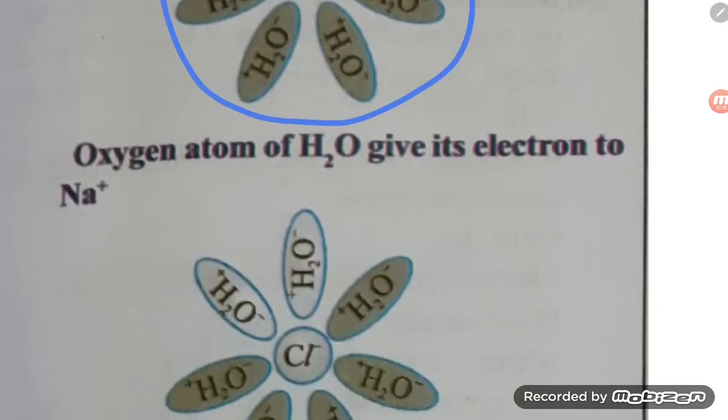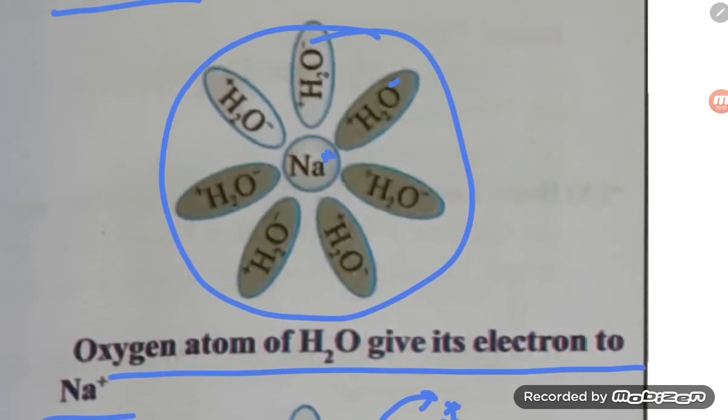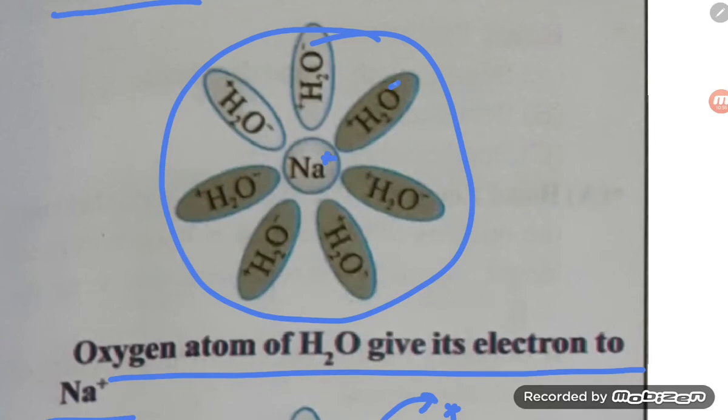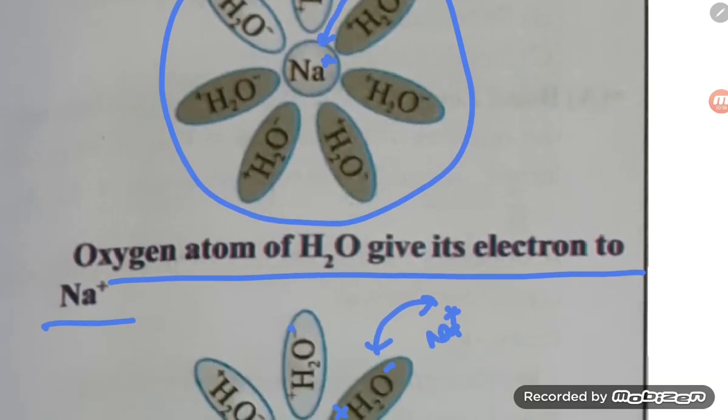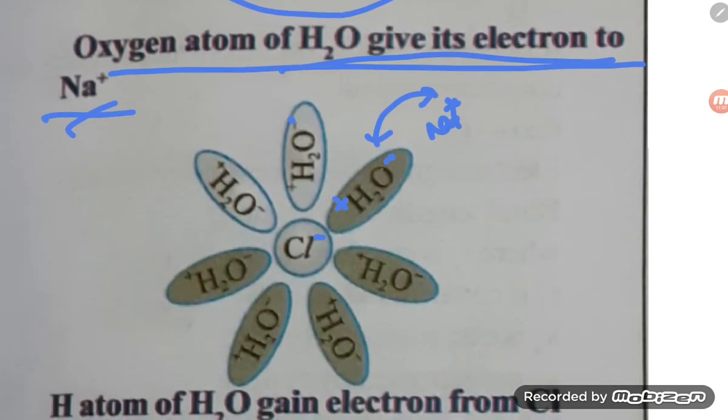Next, the oxygen atom of H2O gives its electron to Na+. This is how they are forming. The positive charge gets added with Cl-, and with the Na+ the negative charge gets associated. So there are two diagrams: with the positive charge, the negative charge comes, and in the second case, the oxygen atom of H2O gives its electron to Na.